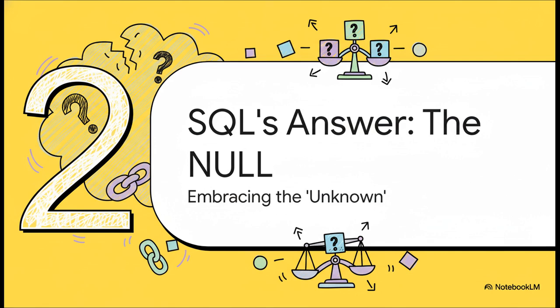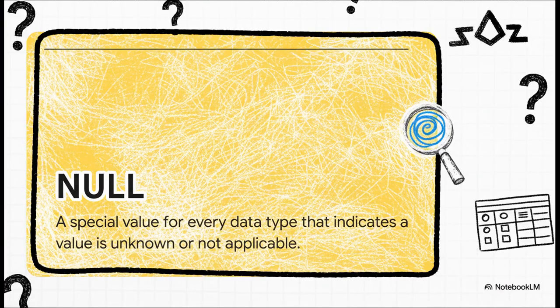Instead of us having to invent our own rules, SQL gives us this really powerful concept designed for this exact problem, the null. Now, this is so important to get right. Null is not the number 0. It is not an empty piece of text. It's a special marker, a unique placeholder that literally means a value is not known. It's basically the database's way of shrugging its shoulders and saying, hey, I have no idea what's supposed to go here.